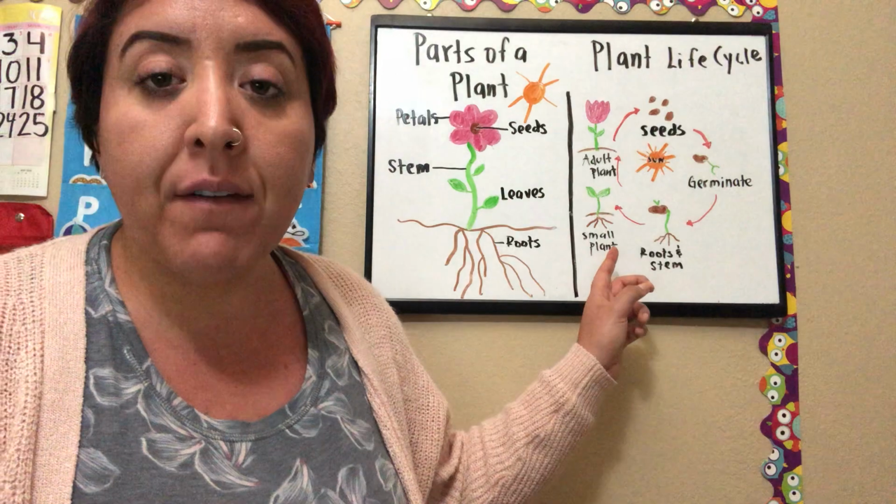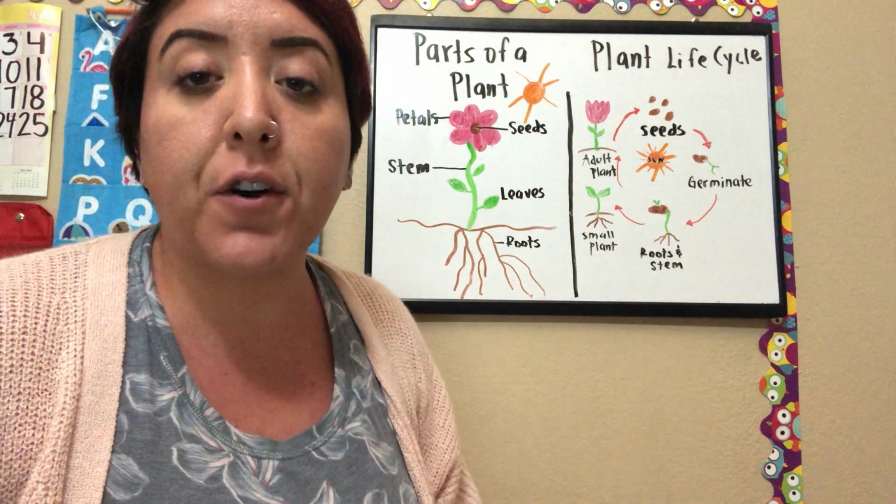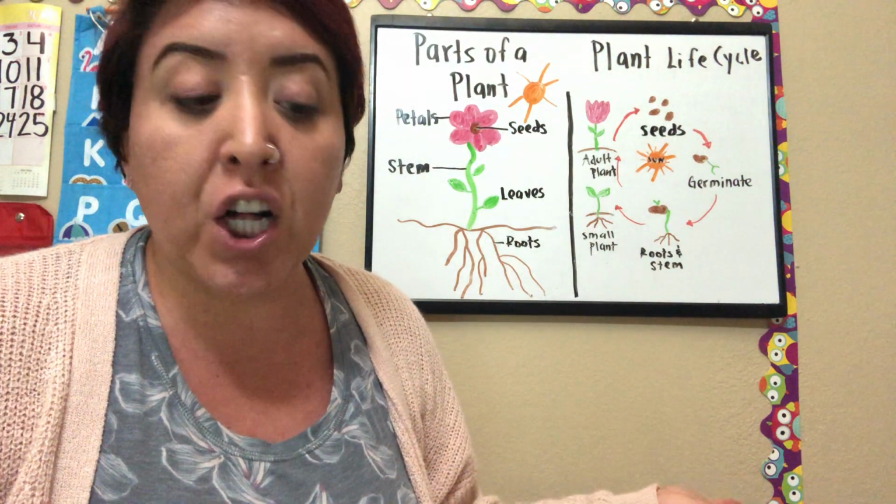Okay, so after you have the little baby plant here, then finally it starts to grow a flower, and then you have the adult plant, right? So you'll have a flower, or you'll have a fruit, or you'll have some other sort of thing that's on the stems and the leaves and the branches.